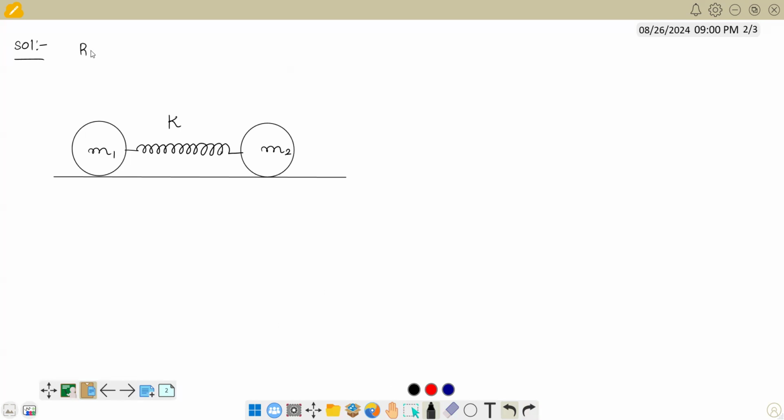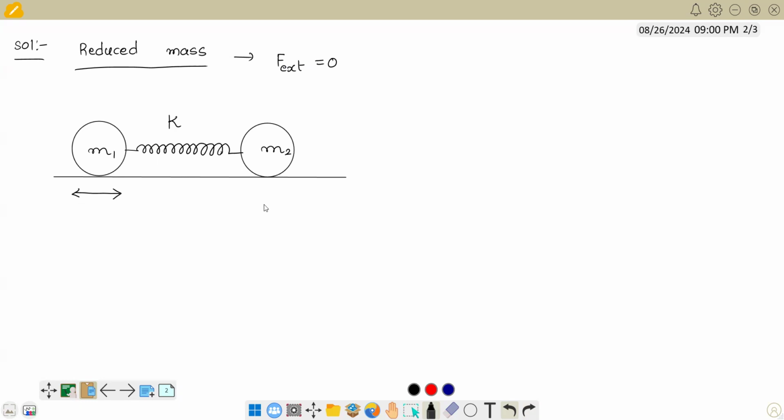The simplest way is the reduced mass concept. We use the concept of reduced mass to solve this problem. What is this reduced mass? We use this concept if external force is zero, if F external is equal to zero, and both the bodies are moving simultaneously.